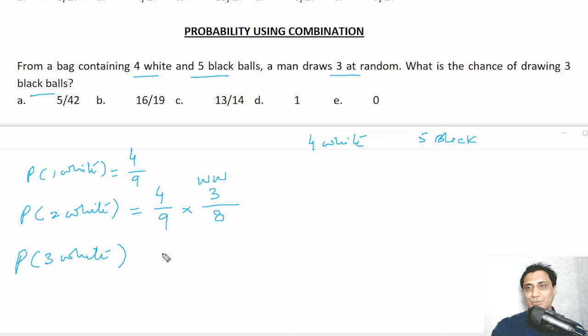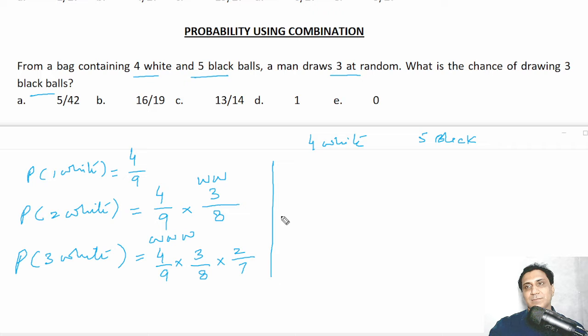Similarly, if I say that you are choosing 3 white balls, it just goes on: white, white, white. First white is 4/9, second white 3/8, and third white 2/7. Similarly, if it asks you to find 1 black or 2 black or 3 black, you will do those questions the same way.